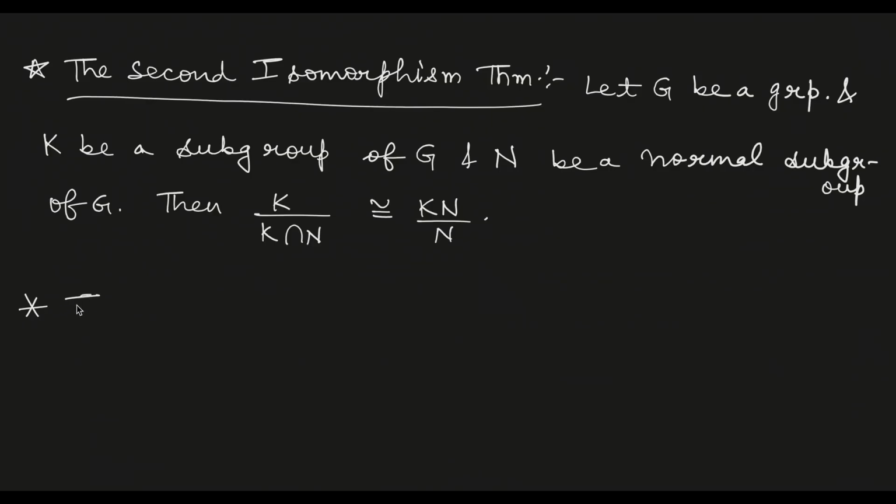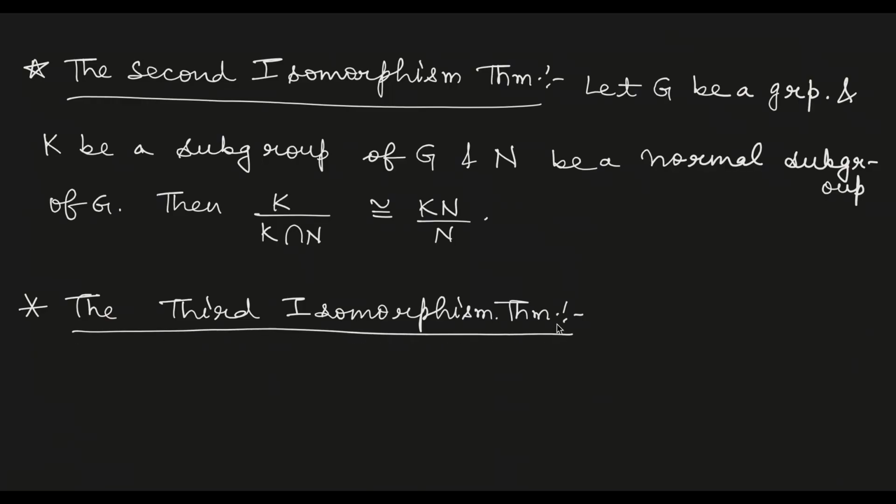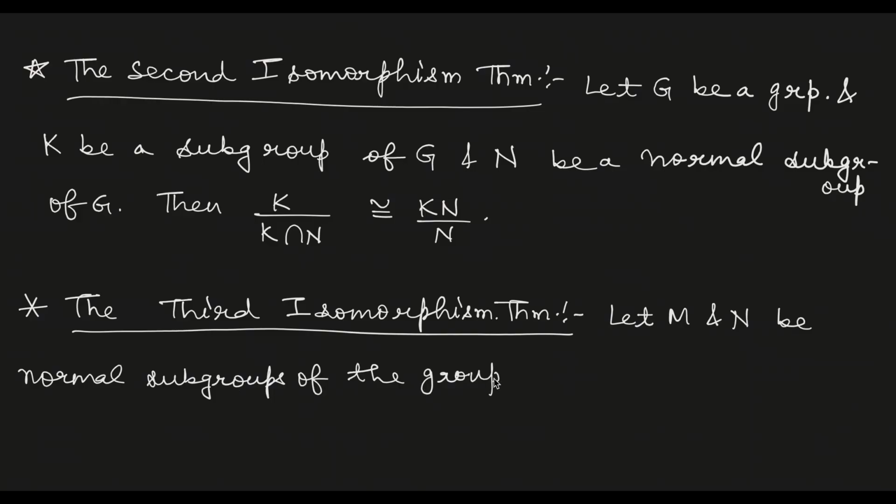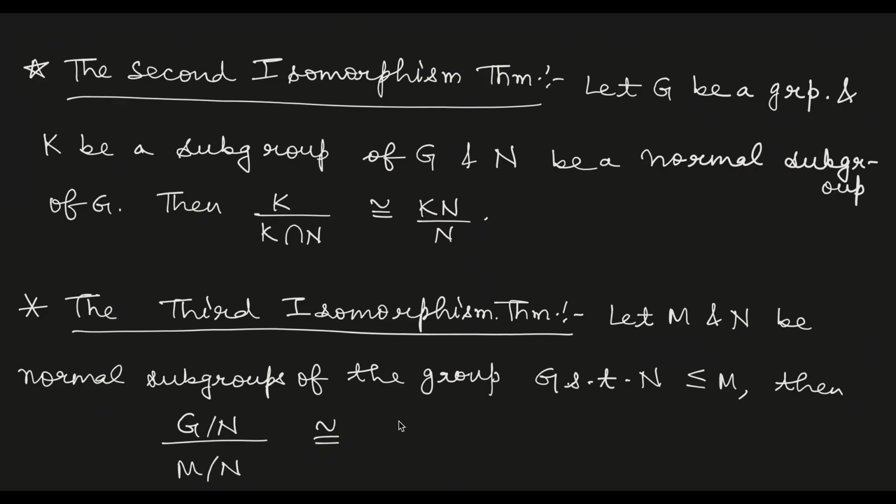Next is the third isomorphism theorem. Let M and N be normal subgroups of the group G such that N is a subgroup of M, then G by N upon M by N is isomorphic to G by M.